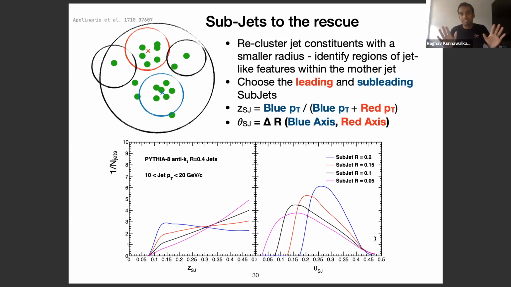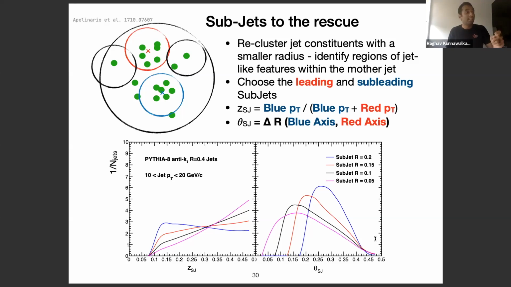The first thing you can tell is that this observable is going to be dependent on the size of the subjet, right? That's what I'm showing in the figure there. This is just out of Pythia, lower pT jets. The Z subjet distribution is on the left, the theta is on the right, and each of those lines corresponds to a different subjet radius. You can remember what the ZG distribution looked like, right? I made a point of pointing to this 1 over Z kind of behavior. And this subjet Z is not the same observable, right?